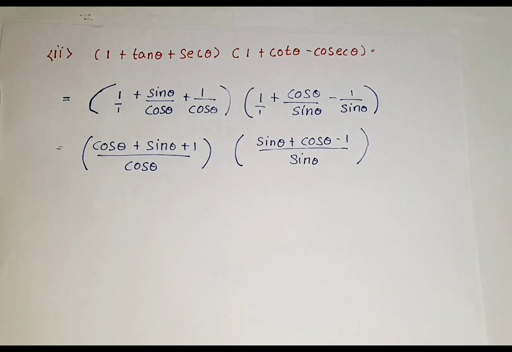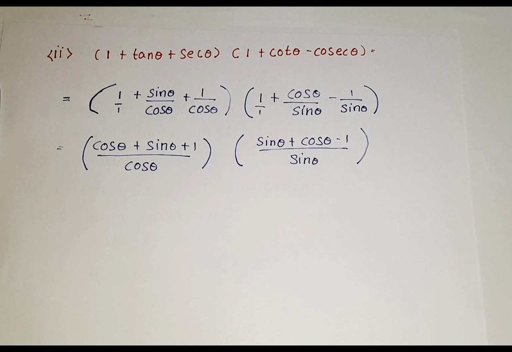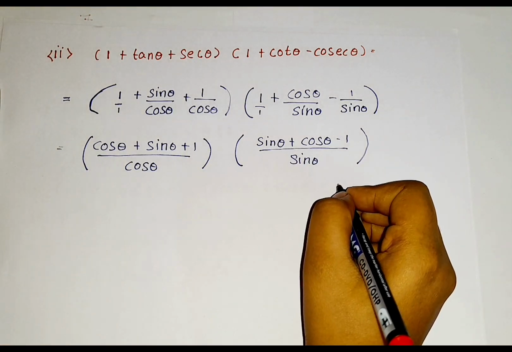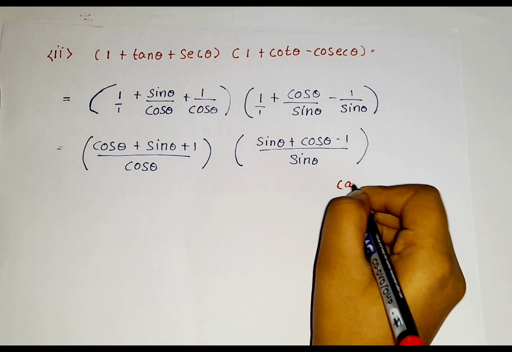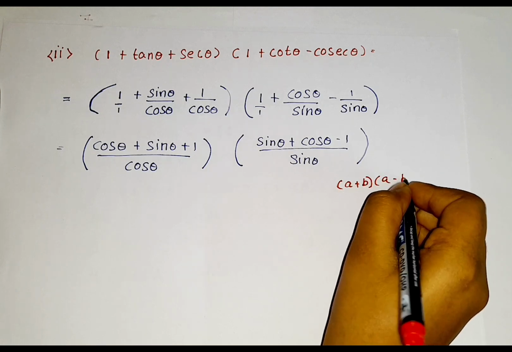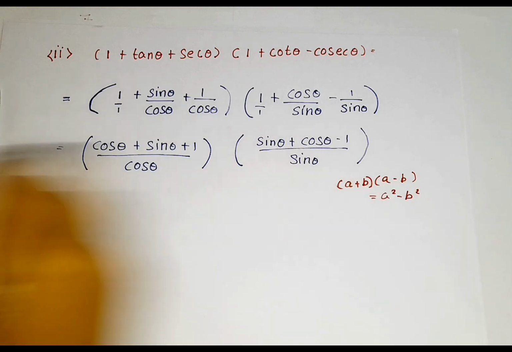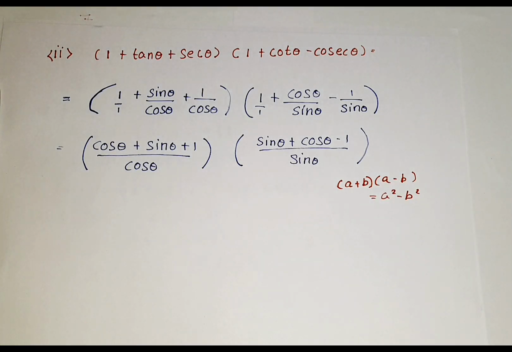So now what we are supposed to do? So now when you just look at both the values carefully, it is in a formula, that is a plus b, a minus b is equal to a square minus b square. It is in this formula. So you guys might be wondering how.